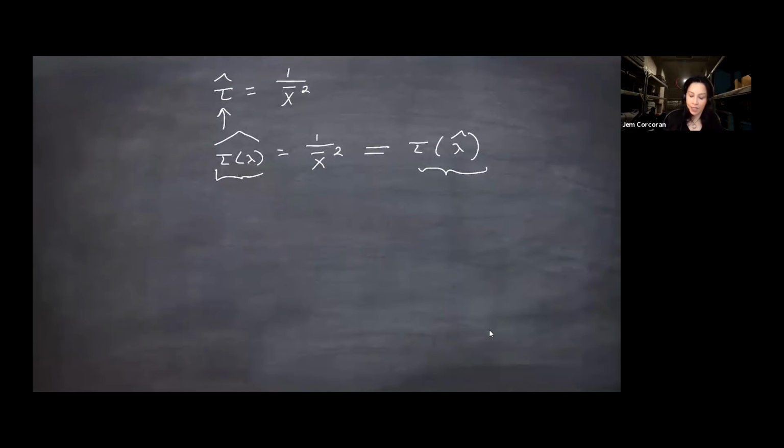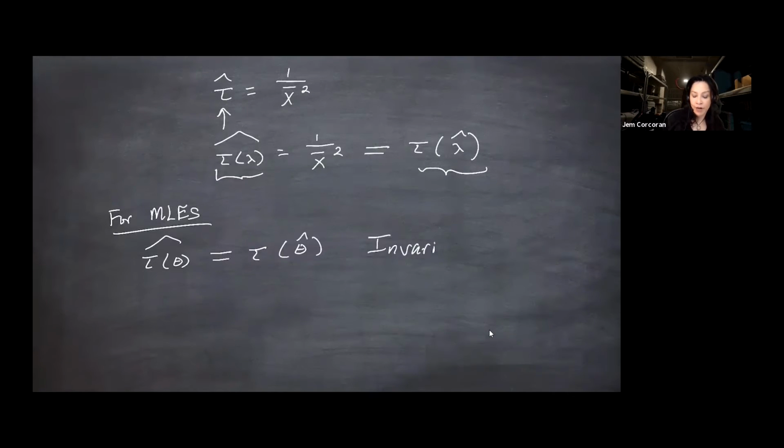And I'll give you a quick sketch of a proof. So for MLEs, the MLE for some function of a parameter is equal to the function of the MLE. And this is known as the invariance property of MLE. So it's going to make a lot of problems a lot easier.